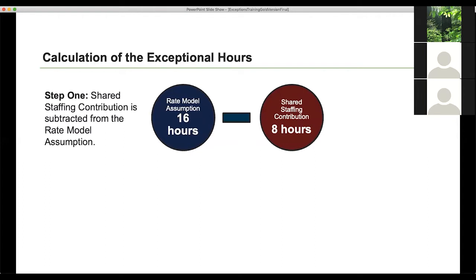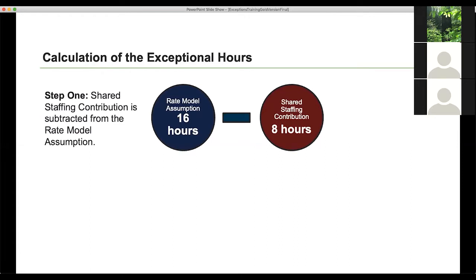But let's say in this example, our rate model assumption for this person and their payment category is 16 hours of staffing. Looking at that assumption, there's 8 hours of what's called a shared staffing contribution. This means that 8 of that person's 16 hours are really dedicated to ensuring that there's at least that minimal presence of staff. There's at least one staff on for the home to respond to everybody in the home.